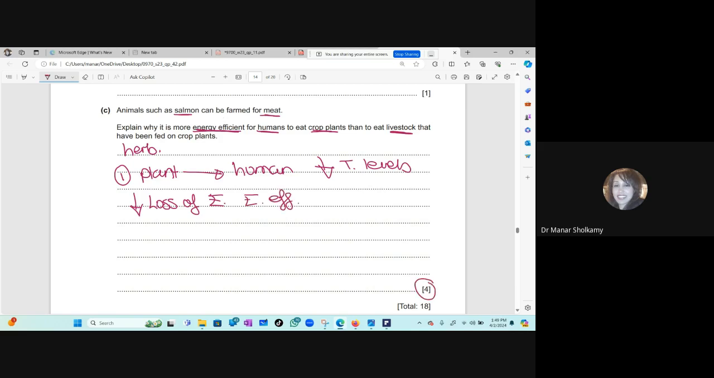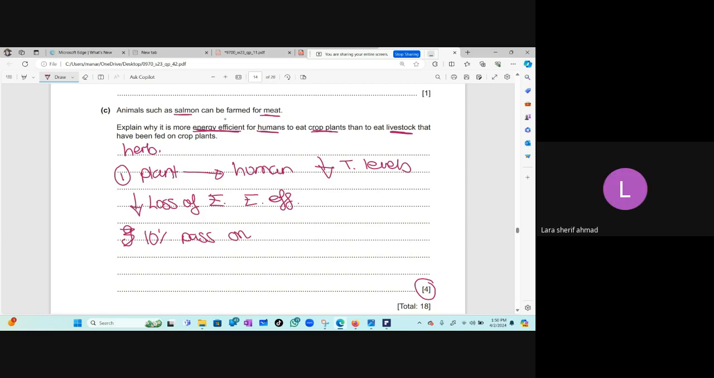How is the energy lost? How much percentage of energy is lost at every trophic level? Who will remind me? Only 10% is passed on to the next consumer. Correct. 10% of the energy is passed on. And how is it lost?